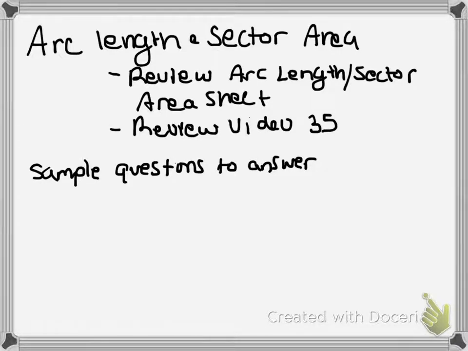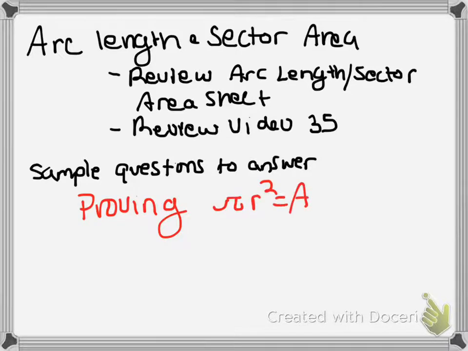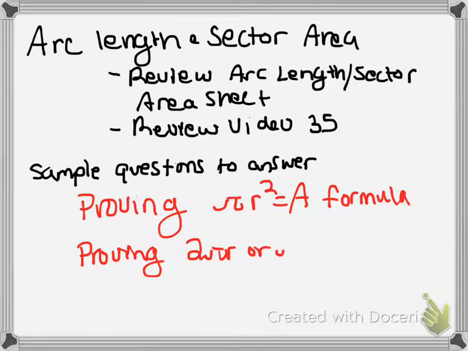And I want to add something here. Remember that we also talked about proving the area of a circle and why we use pi r squared equals area for the formula. Okay, that's actually still on the board at school. And then also proving why we use 2 pi r or pi d to equal circumference. So why do we use those two formulas? Now you should have notes on that, so you need to go back and review those notes. So now I'm going to give you some sample questions.